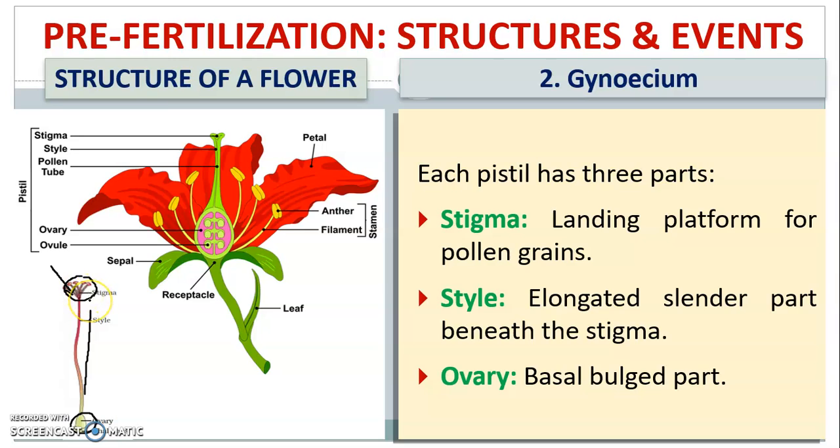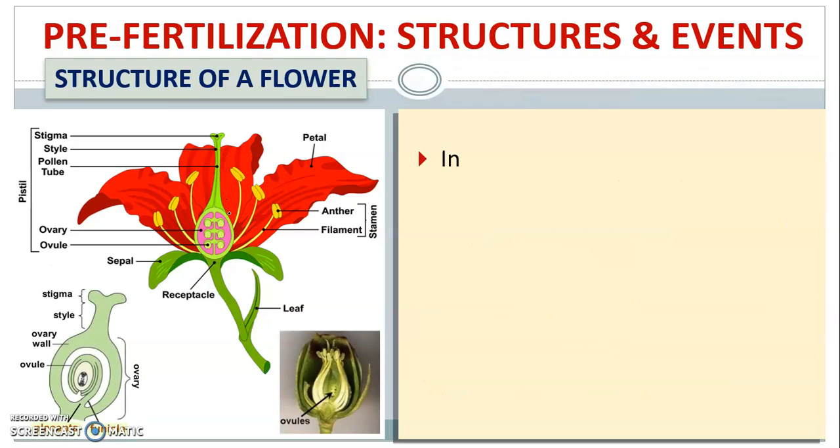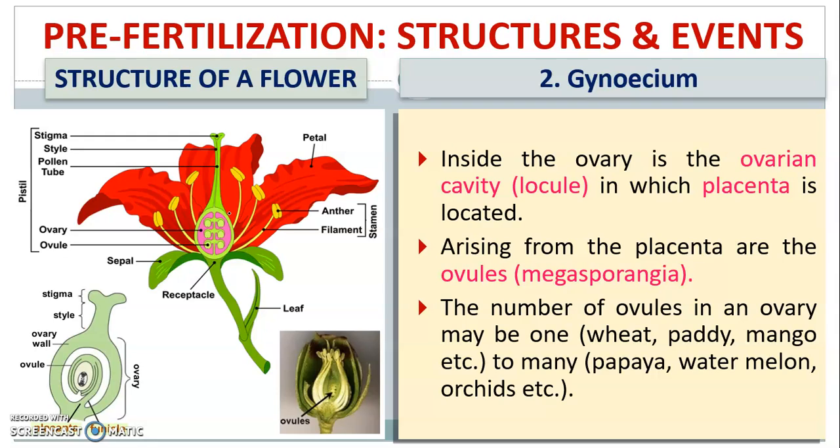Now these pollen grains travel through the elongated cylindrical part, that is the style, and finally they reach the basal bulged part, that is known as the ovary. So stigma, receiving of pollen grain; style, traveling of the pollen grain; ovary, the final destination of the pollen grain. So in this slide you can see this is the stigma, here is the style, and at the base this is the ovary.